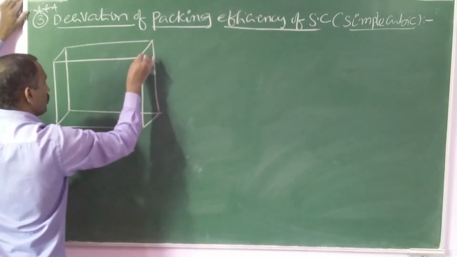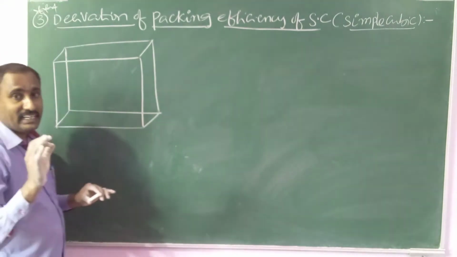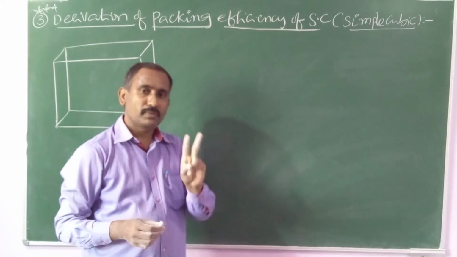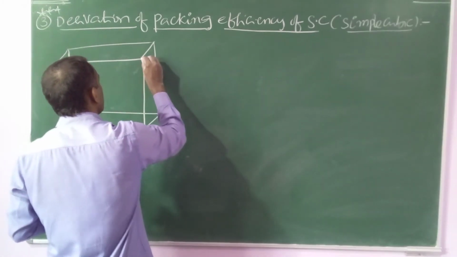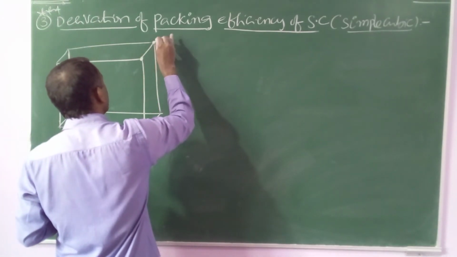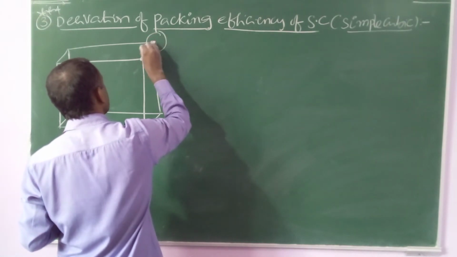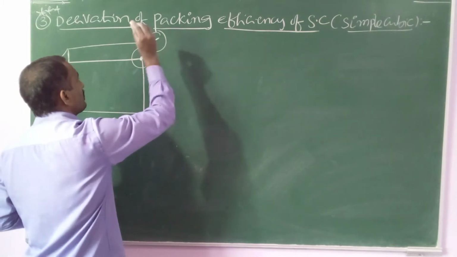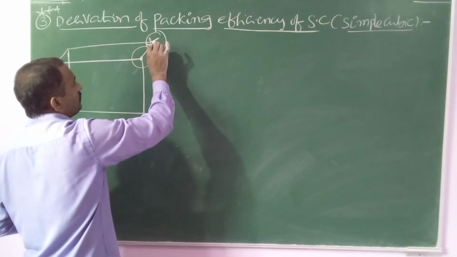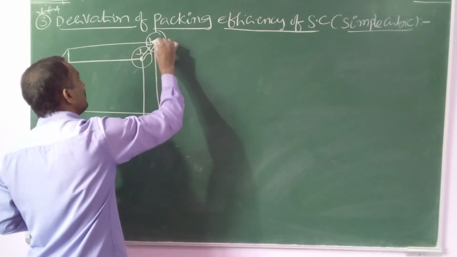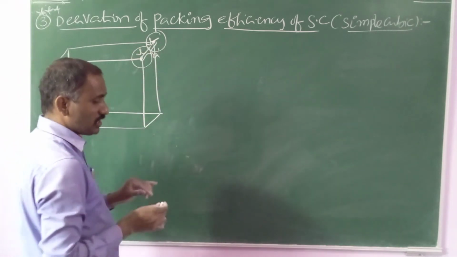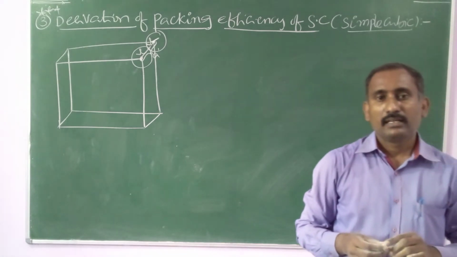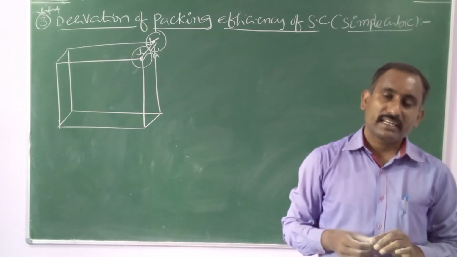In simple cube, constituent particles are located only at corners. Actually here we should consider 8 corners, but for derivation purposes any 2 corners are enough. Hence, I am considering these 2 corners. Constituent particles are nothing but spheres, and the spheres should contact each other. Again same explanation: radius of each sphere is r, and this is edge length a. In case of BCC, the body diagonal term came. In case of FCC, the face diagonal term came.